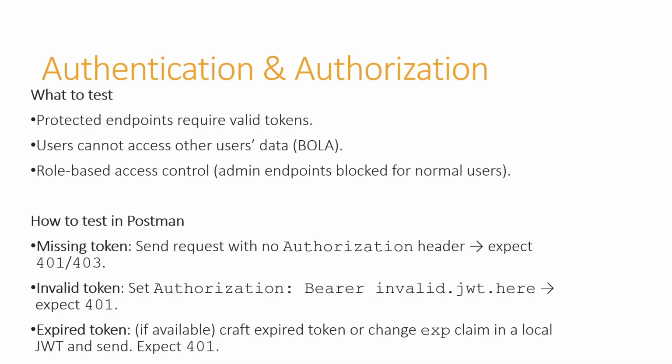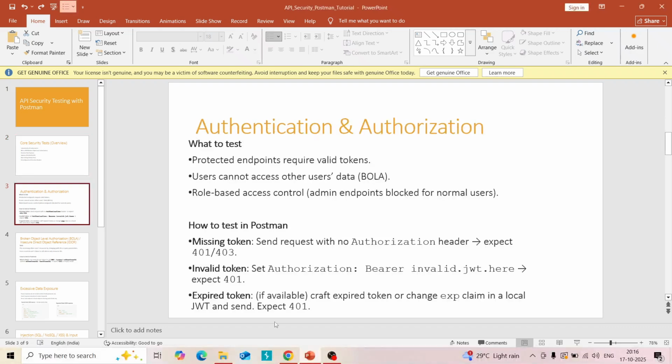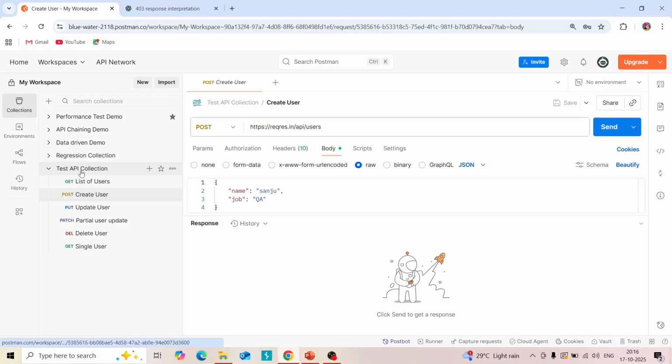In this case, protected endpoints sometimes require a valid token, and in some cases users cannot access other users' data. These come under authentication and authorization and role-based access control. That means admin endpoints are blocked for normal users. And coming to Postman, how to check these things: we can check the missing token case, invalid token, and expiry token case. Okay, so I will switch to Postman, and I have taken this API collection.